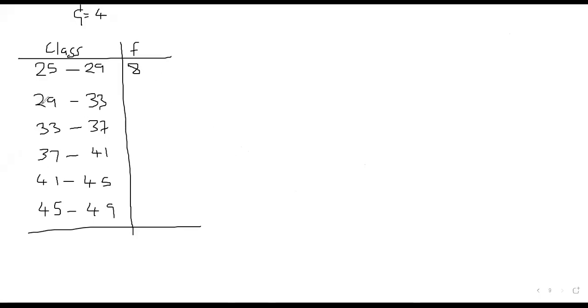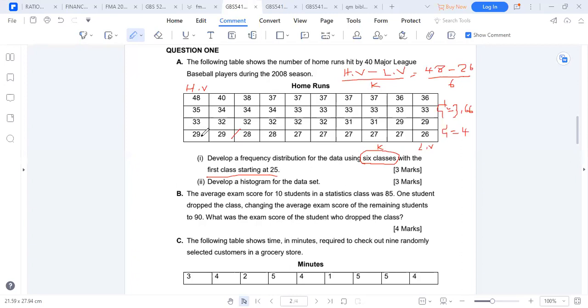Then from 29 to 32, how many are they? 1, 2, 3, 4, 5, 6, 7, 8, 9, 10, 11. So there, 11. Are we together? Is anyone lost?